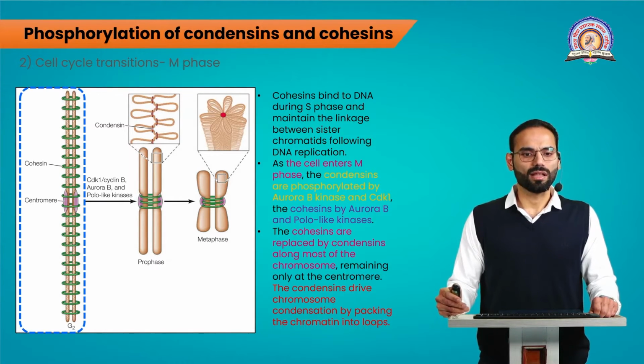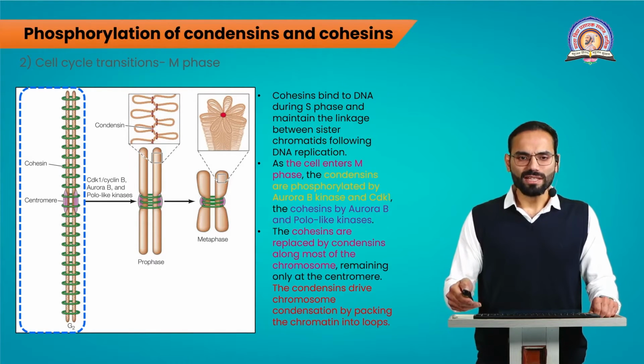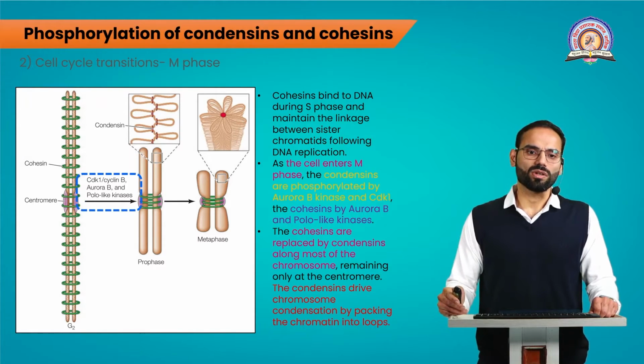As the cell passes through replication and enters the G2 phase, the cohesin molecules encircle the sister chromatids. That encircling happens across the length of the chromosome as well as at the centromeric site. But as soon as the cell enters mitosis, there is activation of the mitotic cyclins, which are CDK1 and cyclin B, which operates in a feedback loop in order to activate the other important kinases. Those are Aurora B and polo-like kinases.